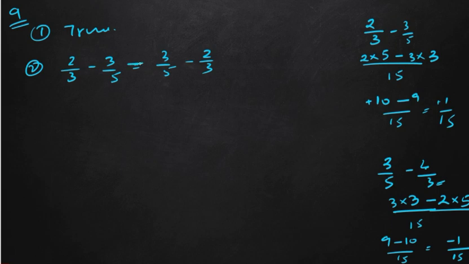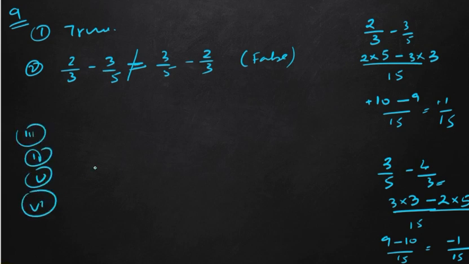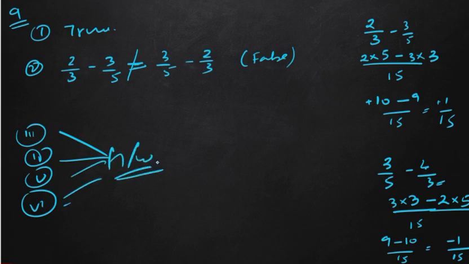So the answer will be false. Similarly, you try to solve the third part, fourth part, fifth part and sixth part. This will be all homework. In the next video, we will solve another multiplication of rational numbers, and after that some properties will also be there. So till then, solve this problem, and if you find any difficulty, then you can contact me. Okay, thank you.